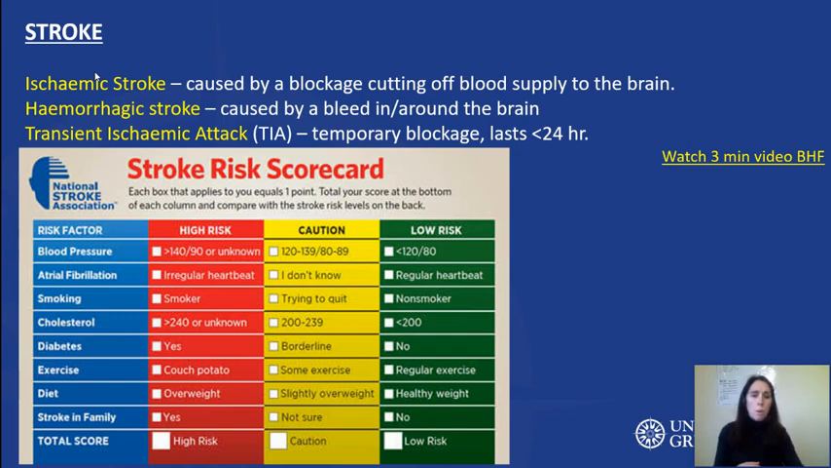Make sure that you know about AF. How do you see AF on an ECG?